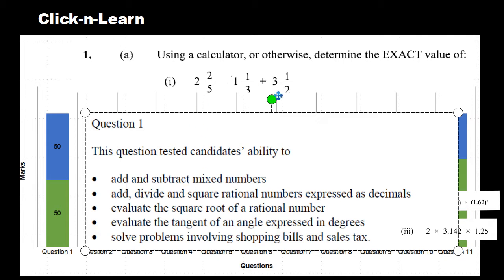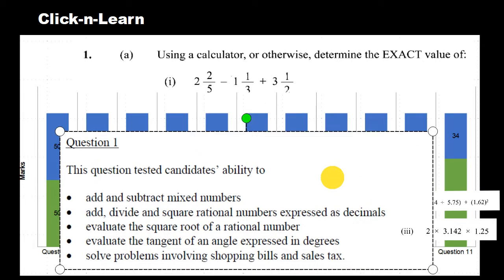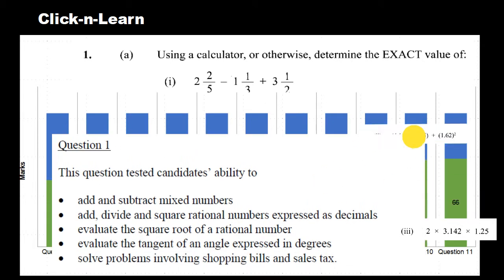You have mixed numbers there. Add and divide square rational numbers expressed as decimals, and you see in the next example. Evaluate the square root of a rational number. Evaluate the tangent of an angle expressed in degrees, and so on. Solve problems involving shopping bills and sales tax, and you'll see examples of those type of problems on your screen.